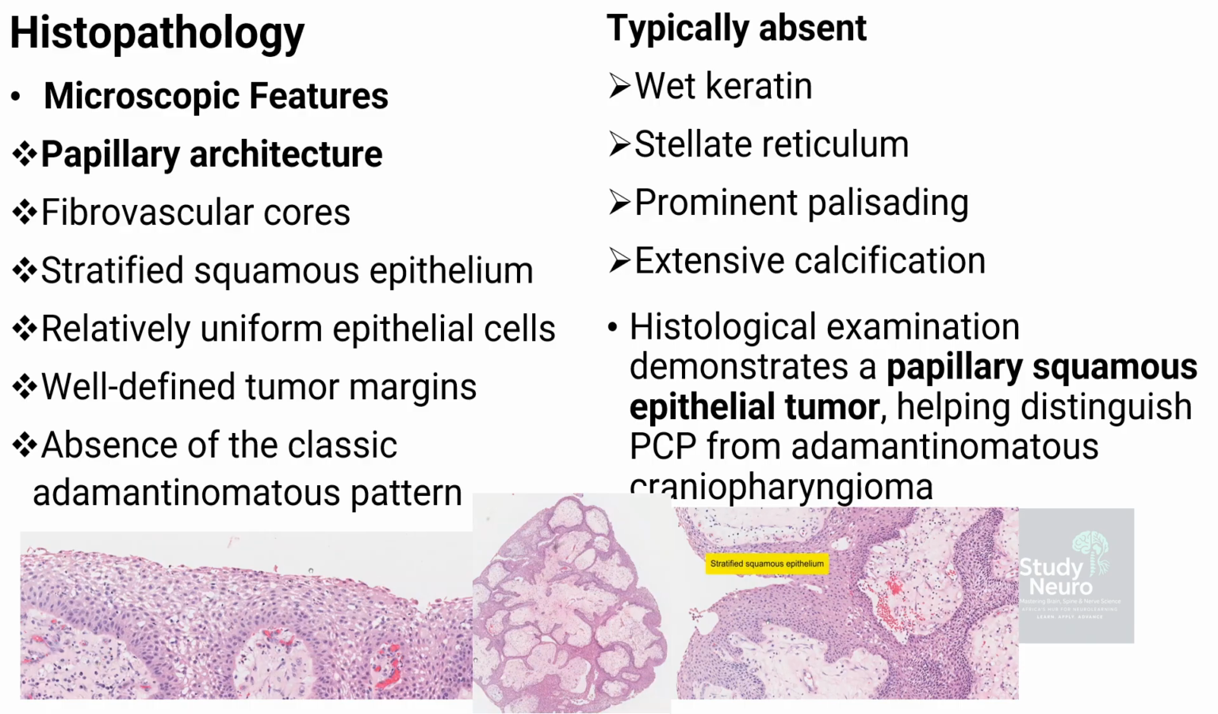Importantly, wet keratin and stellate reticulum are generally absent, while prominent peripheral palisading and extensive calcification are not typical features. Histological examination therefore shows a papillary squamous epithelial tumor with a relatively uniform appearance, providing an important diagnostic basis for distinguishing papillary craniopharyngioma from adamantinomatous craniopharyngioma. Pathology remains central to diagnosis.